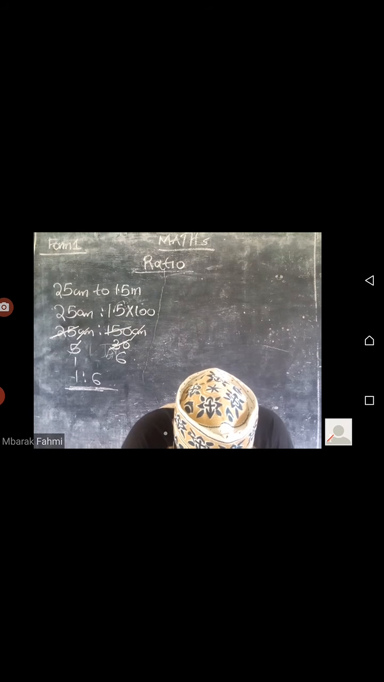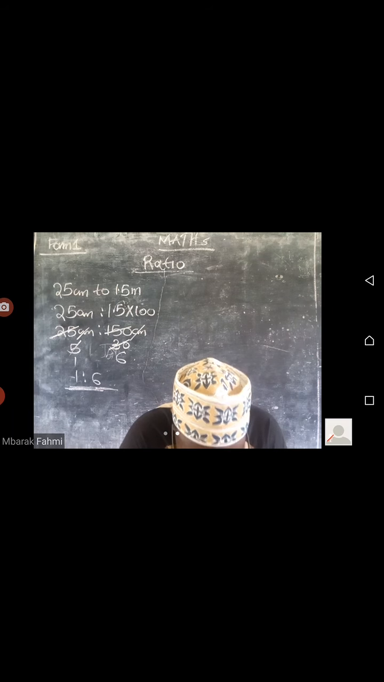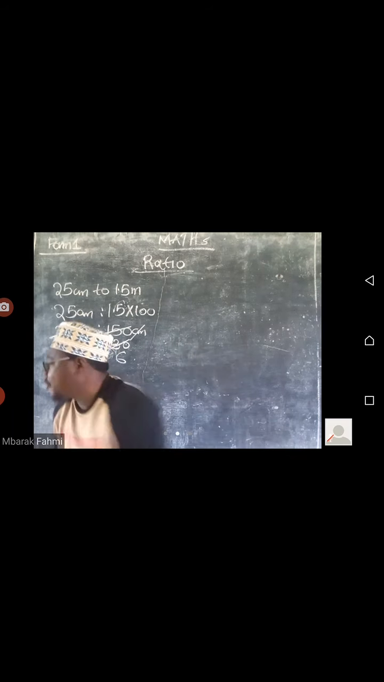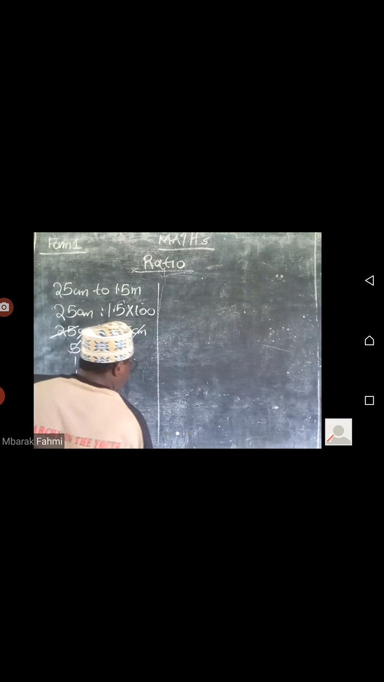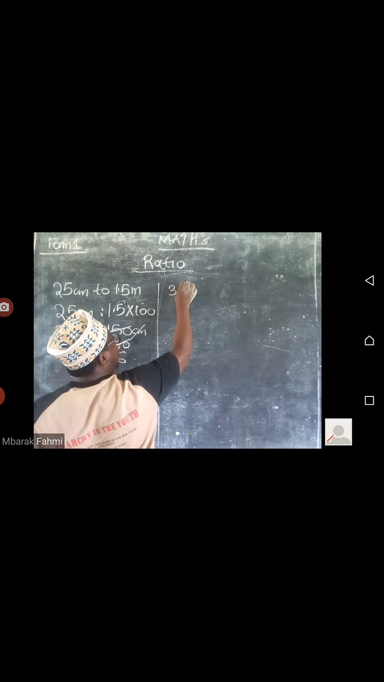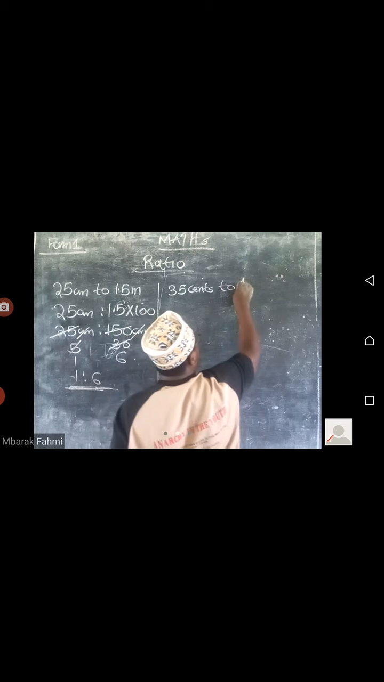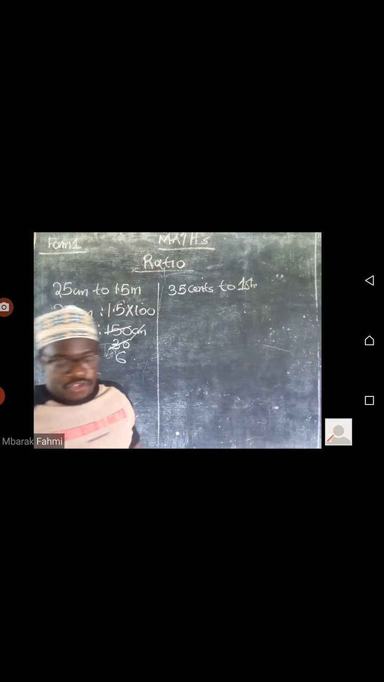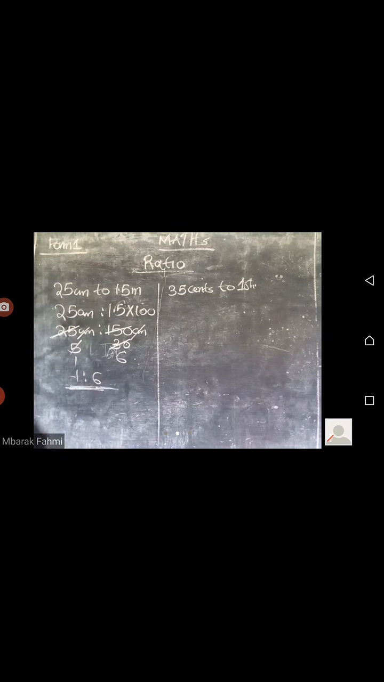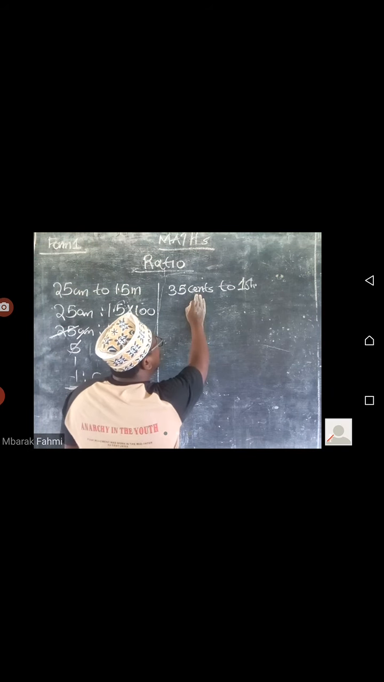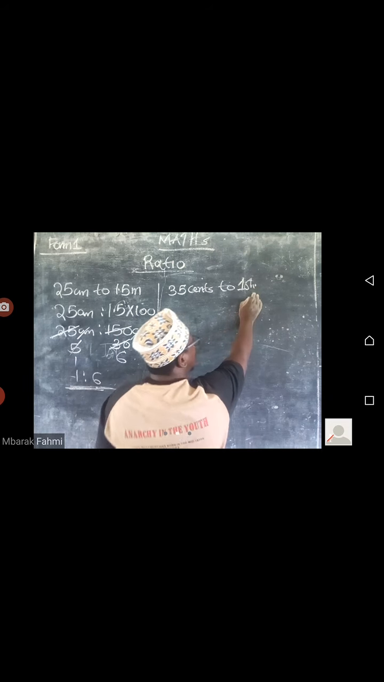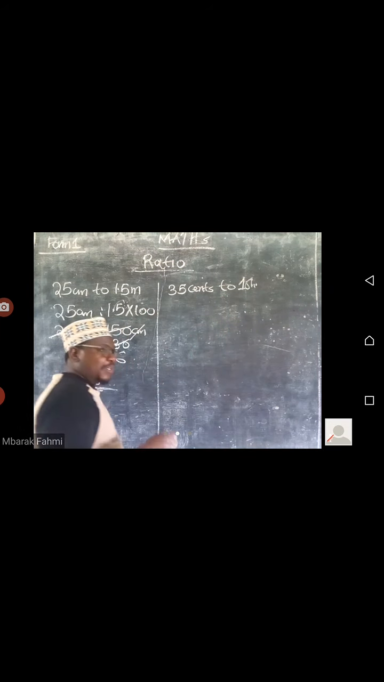Okay, let's take another example here. Let's say 35 cents to 1 shilling. So we have 35 cents to 1 shilling. Now for the ratio of the two, cents is smaller than shillings. So we change shillings into cents for easy calculation.